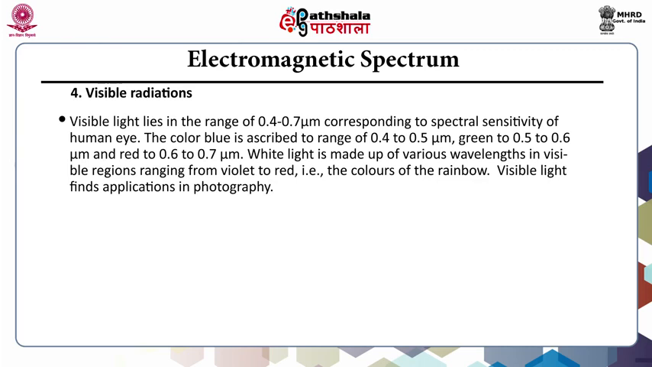The color blue is ascribed to the range of 0.4 to 0.5 micrometer, green to 0.5 to 0.6 micrometer, and red to 0.6 to 0.7 micrometer. White light is made up of various wavelengths in the visible region ranging from violet to red, that is the colors of the rainbow. Visible light finds application in photography.